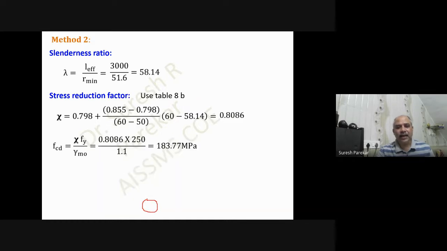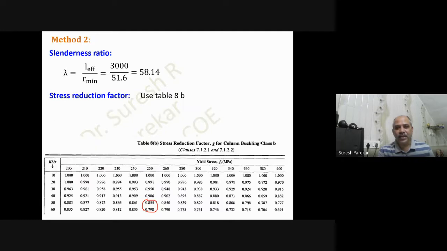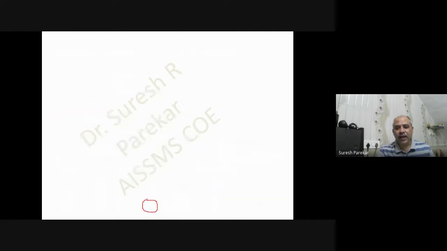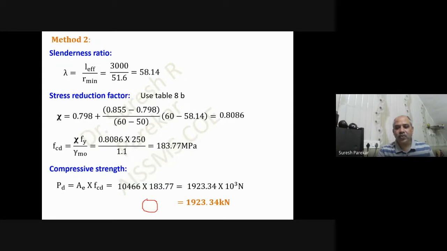And then we will go for fcd, which is stress reduction factor into Fy upon gamma m0. And that will give me 183.77 MPa. And then we have Pd equal to Ae into fcd, and that will give us 1923.34 kilonewton. So in the first method, we have the value 1919, and in the second we have this value as 1923.